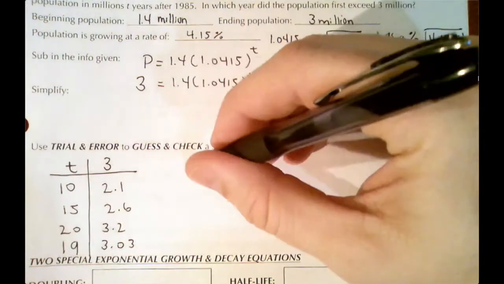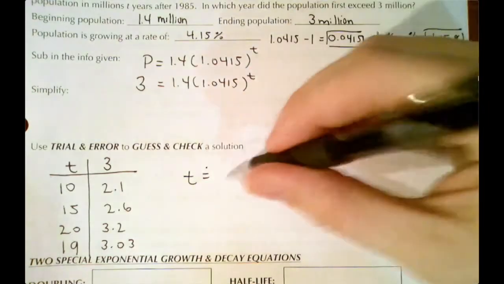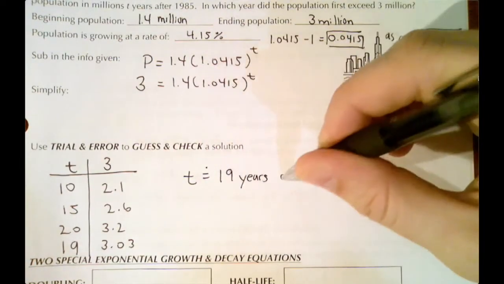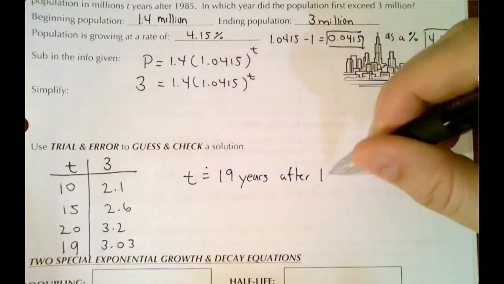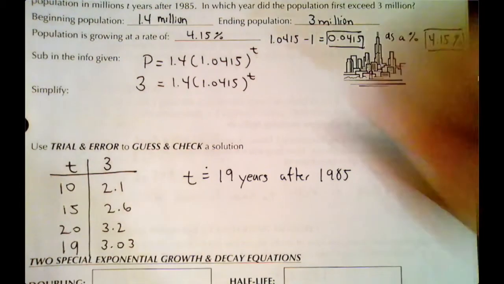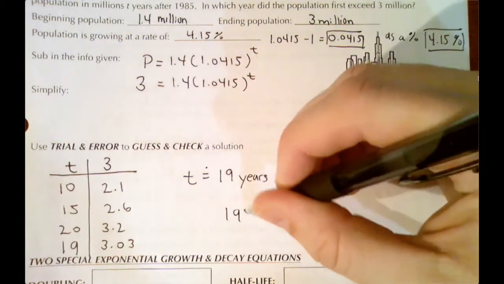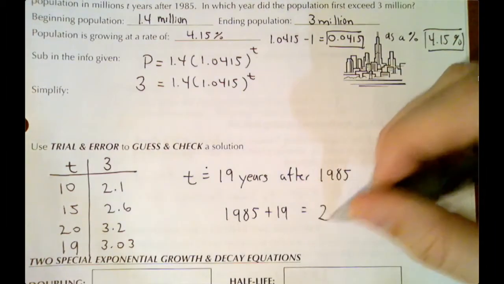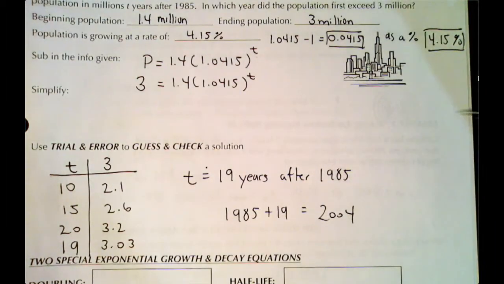So what's that mean? Well, that means t is equal to approximately 19 years after 1985. Because remember, it was years after 1985. So what year was that? Well, 1985 plus 19 would be 2004.